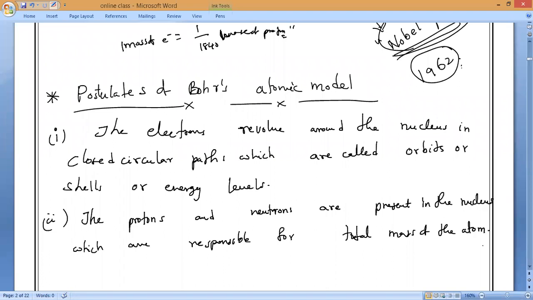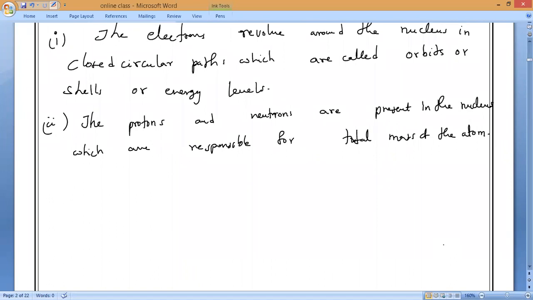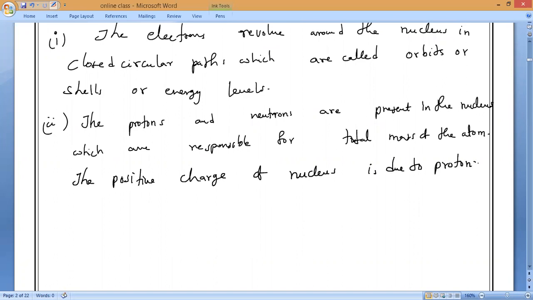Okay. So now, who is responsible for the positive charge of the nucleus? Everybody? Positive charge, who is responsible? Protons. Protons. That is the second point.